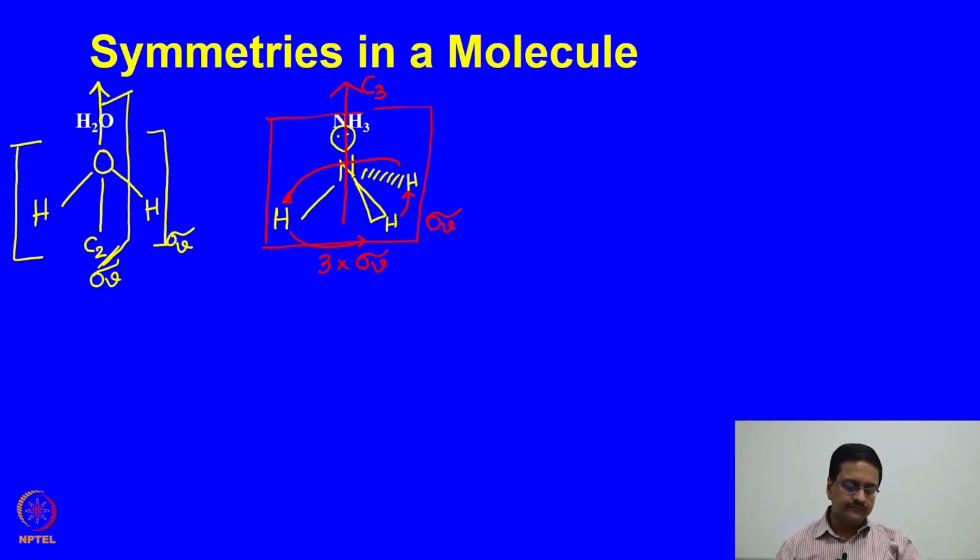Is that clear? Let us see the third molecule. The third molecule is BF3. What is the geometry of this molecule? We all know that it is a planar trigonal molecule.